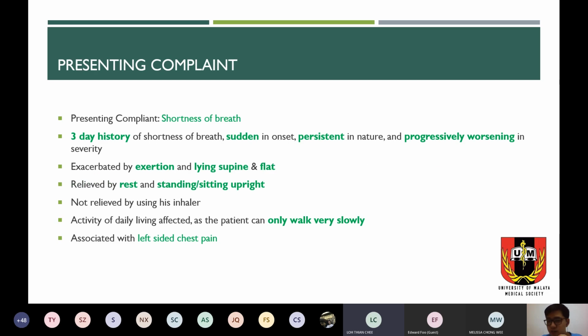Okay, I'll just read the presenting complaint. The presenting complaint is, again, shortness of breath, a 3-day history which is sudden in onset, persistent in nature, and progressively worsening in severity. It is exacerbated by exertion and lying supine and flat, and relieved by rest and sitting upright. It is not relieved by using his inhaler given to him 3 years ago, and his activity of daily living has been affected so much so that he can only walk very slowly without having to stop, and it is associated with a left-sided chest pain. So, doctor, anything you'd like to add here?